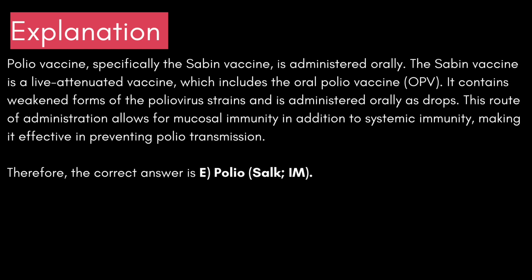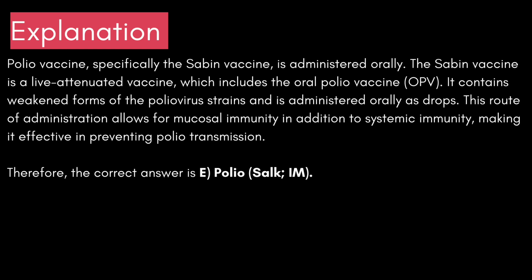The Sabin vaccine is a live attenuated vaccine, which includes the oral polio vaccine, OPV. It contains weakened forms of the poliovirus strains and is administered orally as drops. This route of administration allows for mucosal immunity in addition to systemic immunity, making it effective in preventing polio transmission. Therefore, the correct answer is E, polio, Sabin, oral.